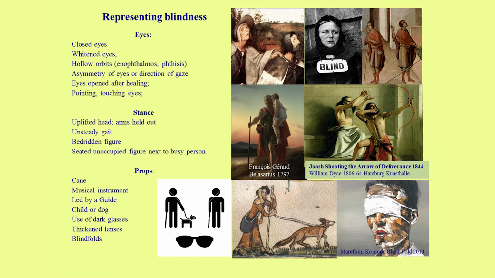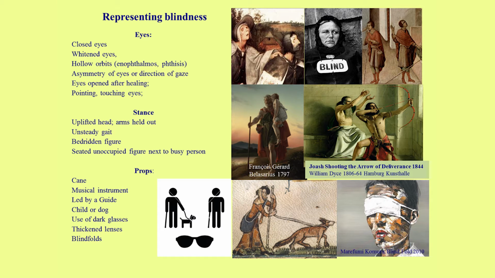We first look at the eyes, we then scan the rest of the face, then we go back to the eyes. The eyes are critically important in facial recognition, so we're very hardwired to look at eyes and pick up abnormalities in eyes. Hollow orbits, which could represent enophthalmos or phthisis.